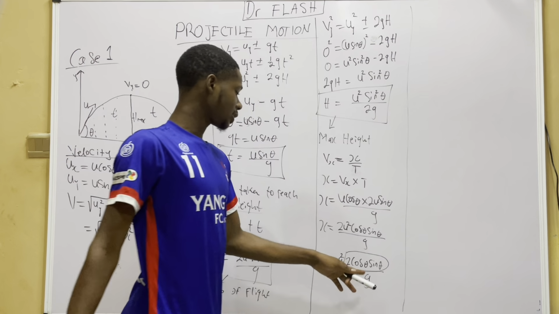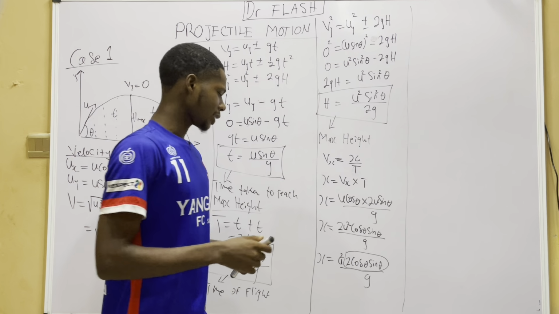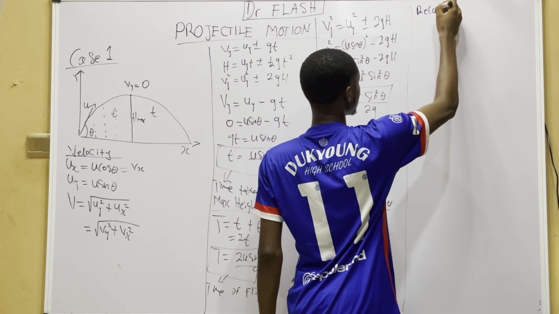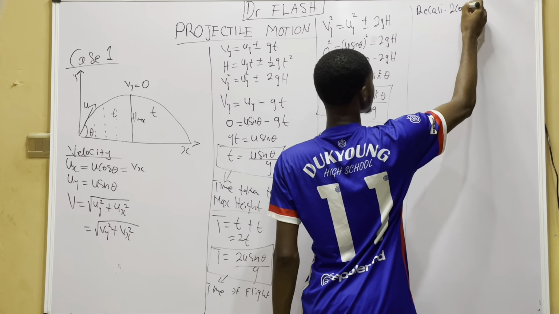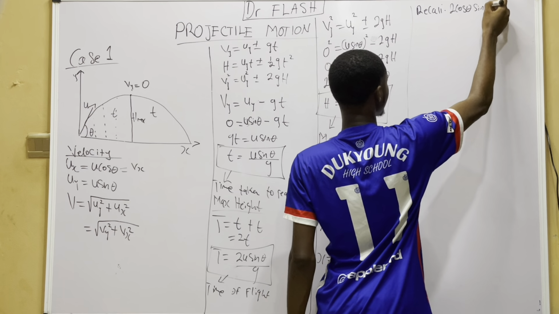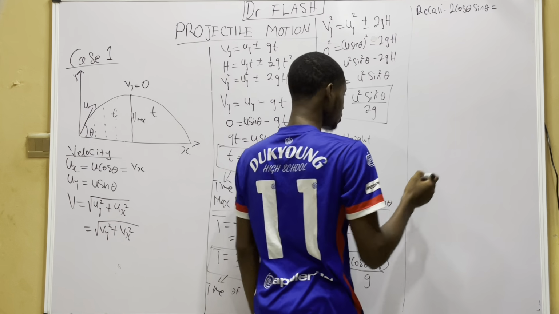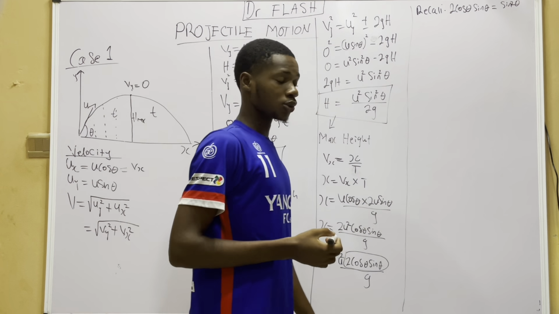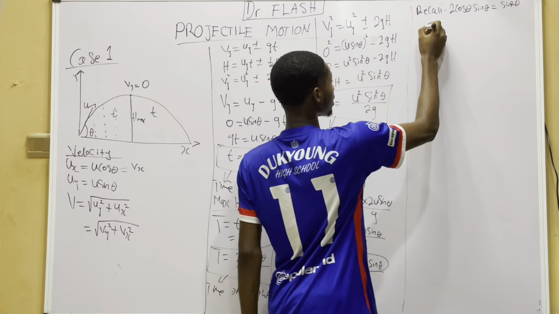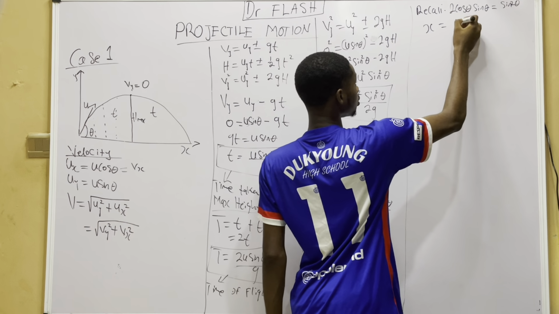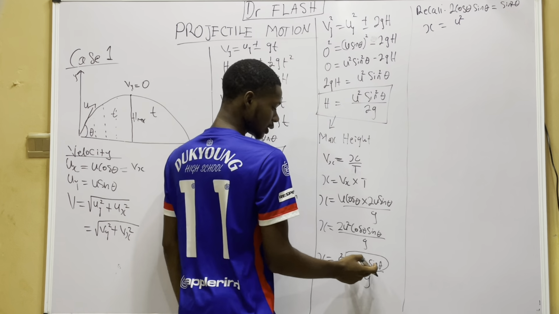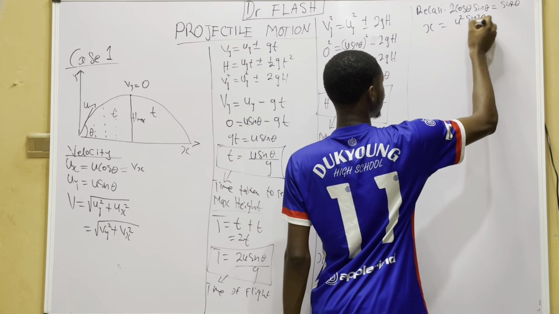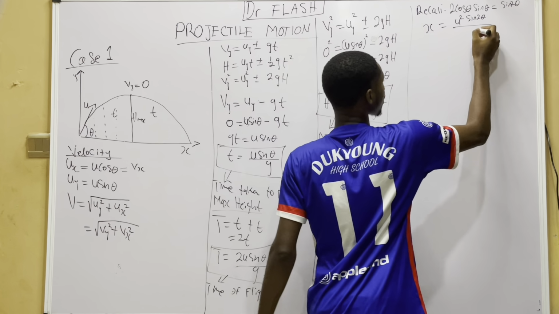So 2 cosine theta sine theta, what does it remind you of? I think that should remind you of sine 2 theta. So I'm going to come here and write, recall, 2 cosine theta sine of theta equals sine 2 theta. That's a double angle function. So if I substitute, I'm going to get x equals u squared, and for 2 cosine theta sine theta, I'm going to write sine 2 theta, so I have sine 2 theta over g.